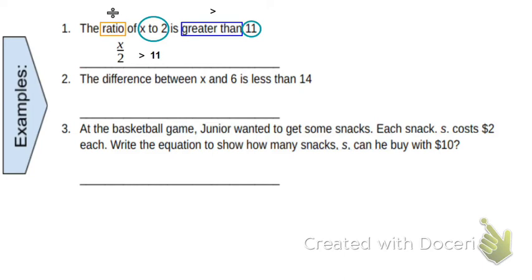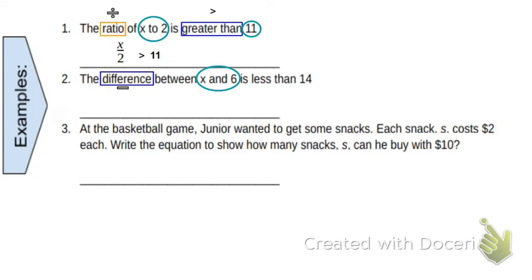Let's go ahead and look at the second example. Again, we're putting boxes around important keywords, and circles around values. So it says the difference between x and 6 is less than 14. The first keyword I notice is the word difference. This represents subtraction, so I'm going to put a subtraction sign underneath it because that's where I have room. As I keep reading, I notice that x and 6 are what they're talking about for the difference. That's what's going to be subtracted when we write this out.